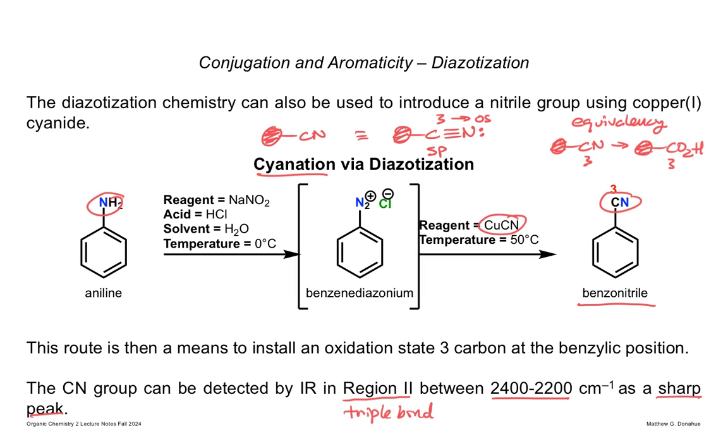Due to the presence of the triple bond, the cyanide group is a meta-director. So it's going to direct any further substitutions to the meta position. And we know that based on resonance, pulling electron density out of the ring.